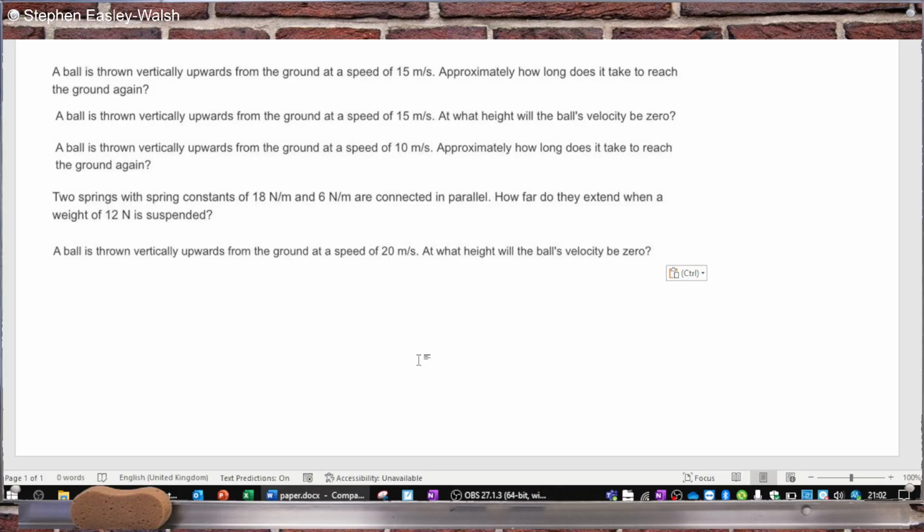Next question now. A ball is thrown vertically upwards from the ground. Okay, so another UVATS. This time the U is 15. Again, the A is minus 10. And at what height will the ball's velocity be 0? So it reaches a velocity of 0 in the end. And this time, the formula we'll need, we're looking for the S, I think. The height, the displacement, yeah. So V squared equals U squared plus 2AS is the formula we need here.